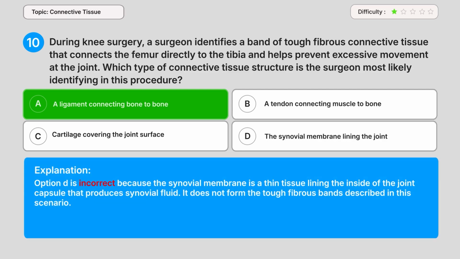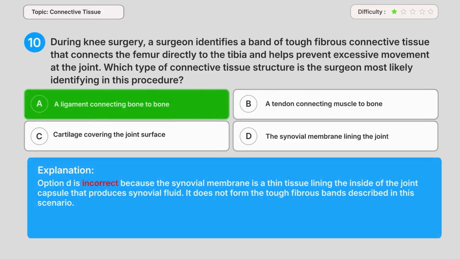Option D is incorrect because the synovial membrane is a thin tissue lining the inside of the joint capsule that produces synovial fluid. It does not form the tough, fibrous bands described in this scenario.